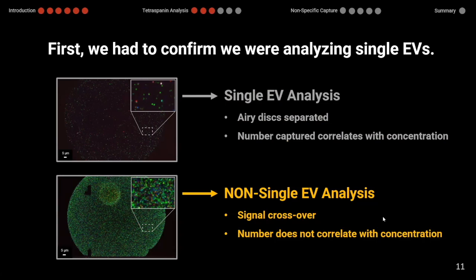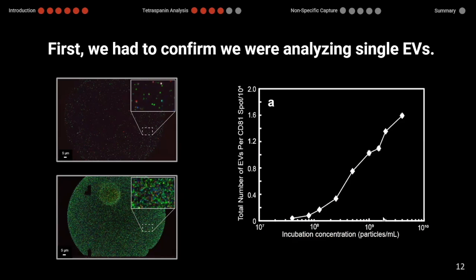So to confirm that we were actually looking at single EVs and figure out what concentration of EVs represented this single EV regime, we did a dilution series of our SCOV-3 EVs on top of these chips and counted the number of EVs that were captured on a single capture spot. Here we found that over a concentration of about 5 × 10⁸ particles per milliliter when measured by NTA, we no longer saw a doubling in the number of EVs captured when we doubled the incubation concentration. So this could have indicated one of 2 different things.